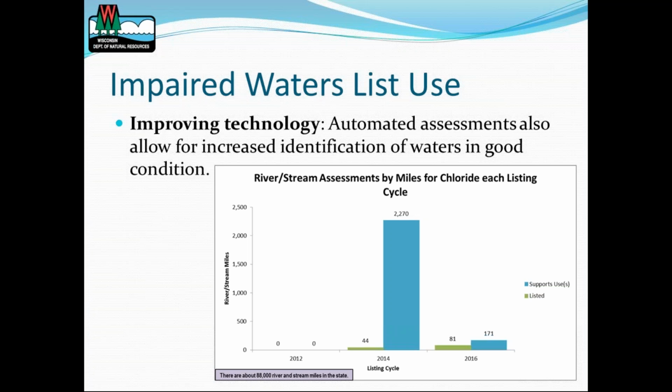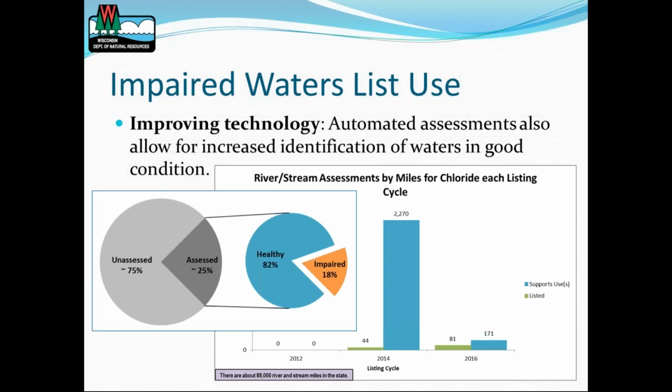You'll notice that in 2016, there were fewer good waters because we caught most of them in the 2014 cycle, but there were still more supporting miles than there were listed. And this is an overall trend that we've seen. Of the water bodies that we've been able to assess, which is about 25% in the state, and this includes lakes, rivers, streams, impoundments, all waters that we have, about 82% are healthy. And these are based on the most recent numbers that I have, and about 18% are impaired. It's those 18% that we want to try and improve, but it is good to note that we do have a lot of good waters in our state.